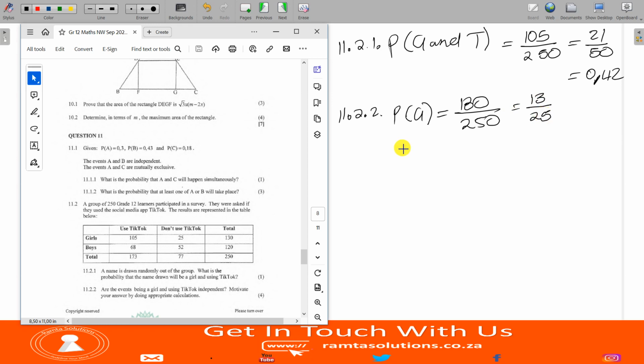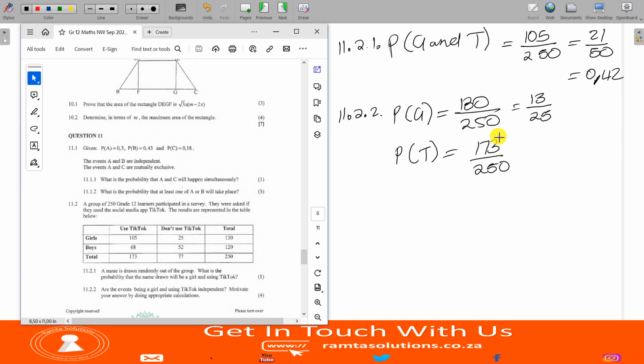Okay, perfect. Now, what is the probability of using TikTok? A total of 173 students are using TikTok. I don't think it can be simplified in any way, so we're going to leave it as it is. So the probability that they are using TikTok is this.